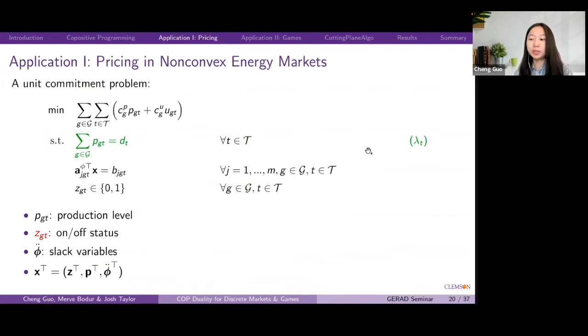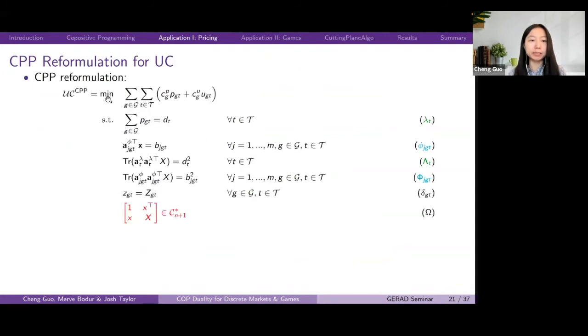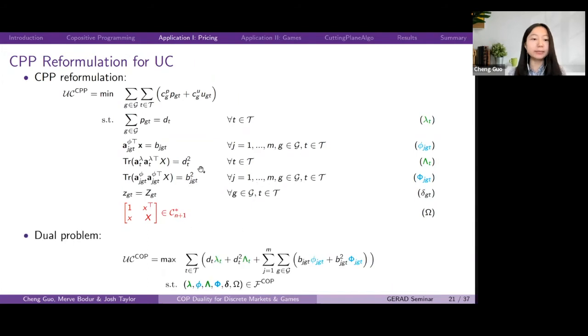So in our first application, we propose a pricing scheme for non-convex energy markets. And again, we start from this unit commitment problem, where we have continuous decision variables and binary decision variables. And then we convert this mixed integer program into a completely positive program using the result I just mentioned by Burer. And then the dual problem of this completely positive program is a copositive program. And it can be written as follows in an abstract form. And we use all the dual variables that appear in the objective in our pricing scheme. So lambda, big lambda, phi, and big phi are our electricity prices in our work.